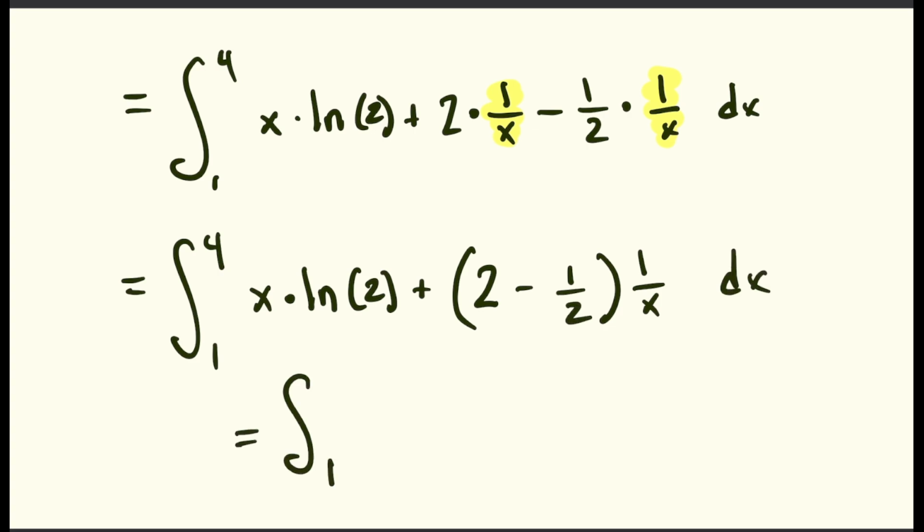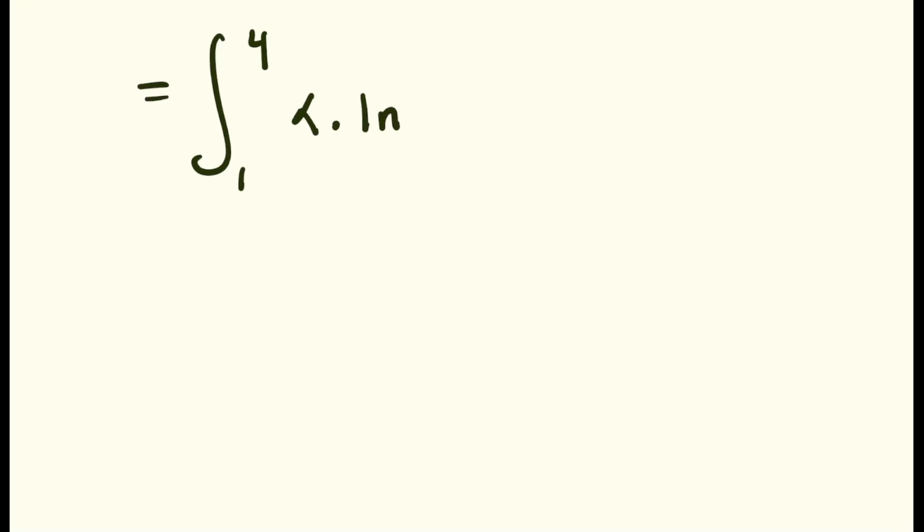Let's do this on the next page. 2 minus 1/2, so we're going to be left with a 3/2 times 1 over x. And then we're going to be set to integrate with respect to x. So we have x times natural log of 2 plus 3/2 times 1 over x dx. All right, now we can integrate with respect to x. Everything's set up. It's very beautiful.